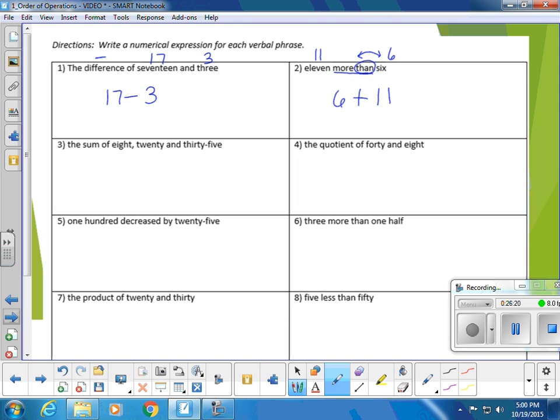So see how I took 6, even though that was given to me last, I put it first, and 11, even though it was given to me first, I wrote last. So I'm just changing the order of the numbers and the way they were given to me.